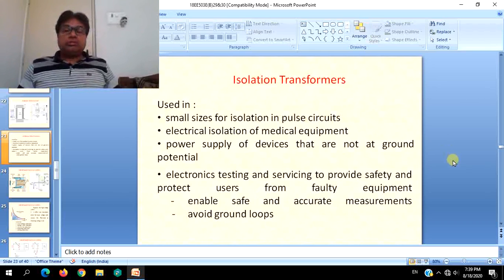So these are the uses of isolation transformers. Main purpose, not only in these cases, they may be used wherever electrical isolation is required and wherever you want to suppress the voltage spikes and harmonics from the voltage source to the load.